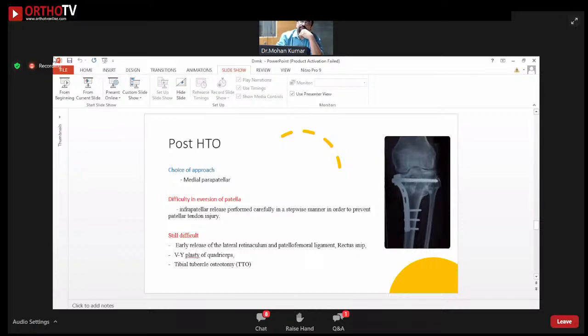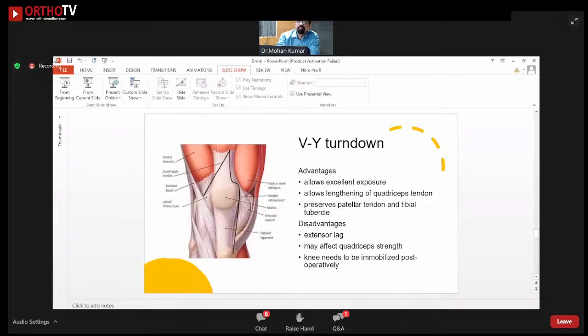If it is still difficult, you may have to do an early lateral retinacular release, and the patellofemoral ligament should be removed. And you can resort to a rectus snip, V-Y quadricepsplasty, or a patellar TTO. Sorry, a TTO, that is a tibial tuberosity osteotomy.